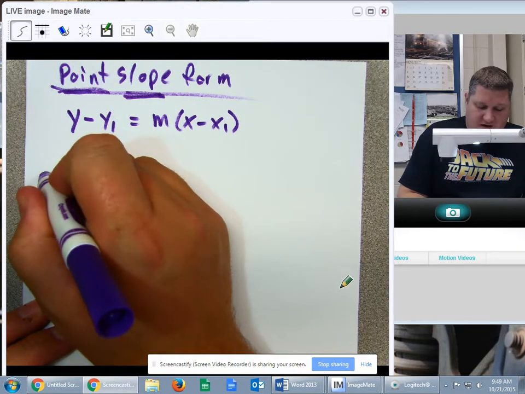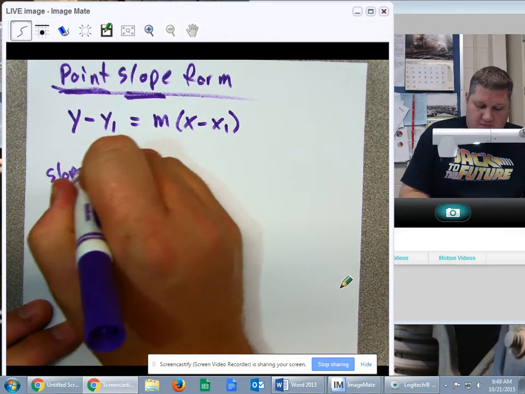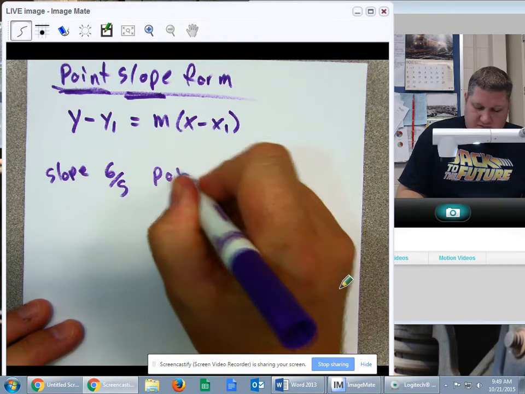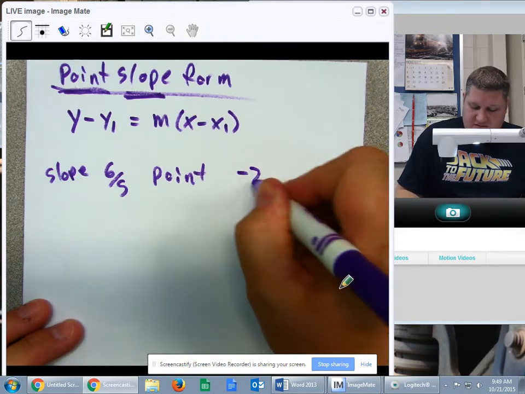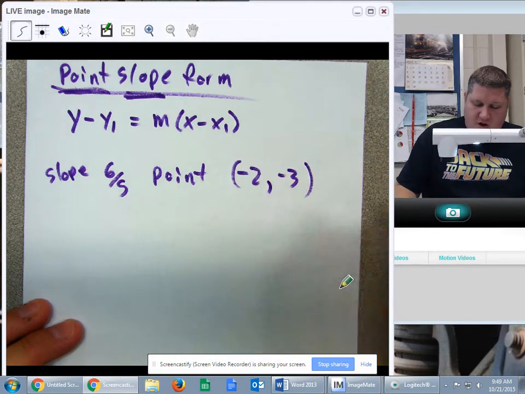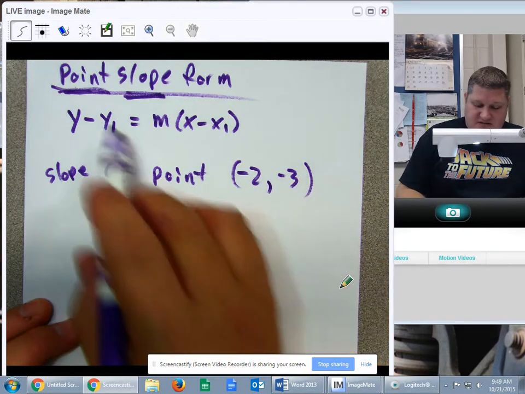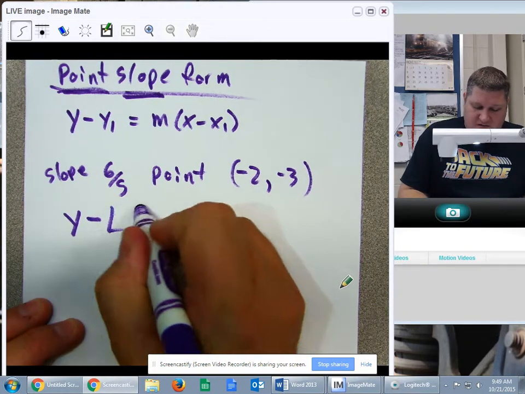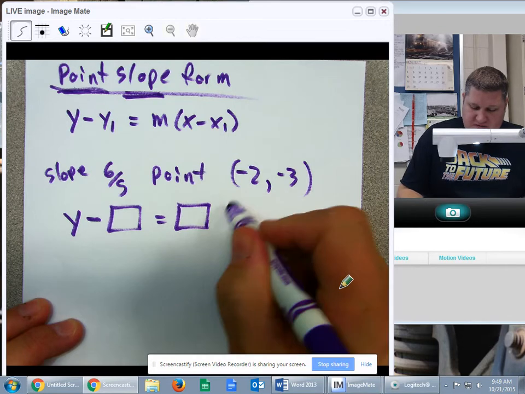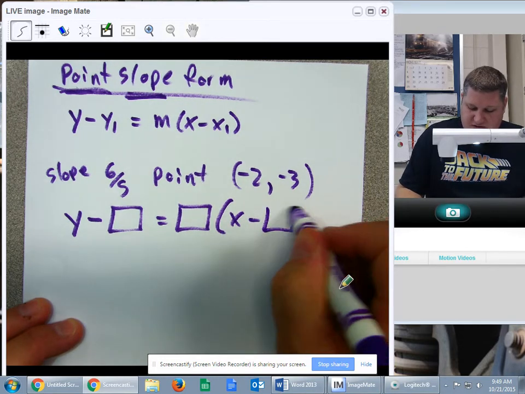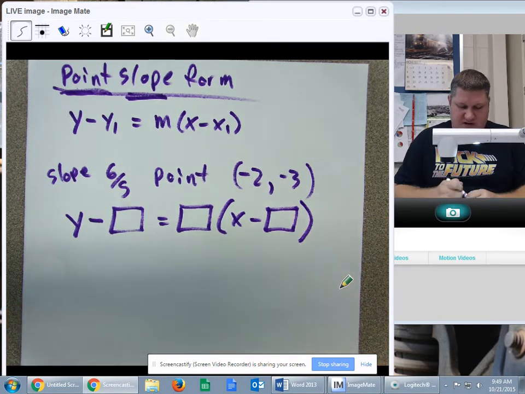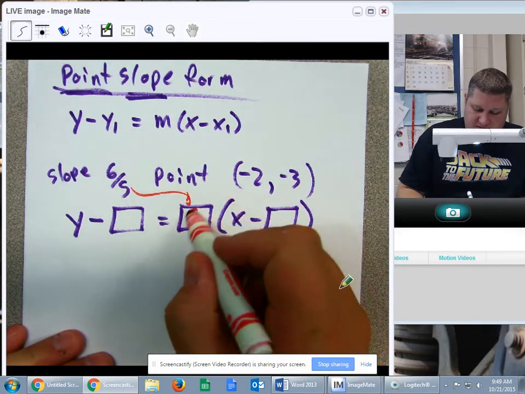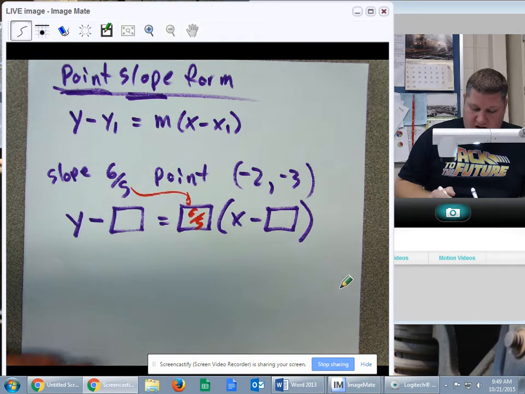slopes. So if I have an example of a slope of 6/5 and a point that is -2 comma -3, all I need to do is take each piece and put them into the point slope formula. The easiest thing to do is y minus something equals something times x minus something. All you got to do is put the somethings in, just like you did with slope y-intercept form. Easiest thing is to put the slope in, 6/5, and then you have the point.